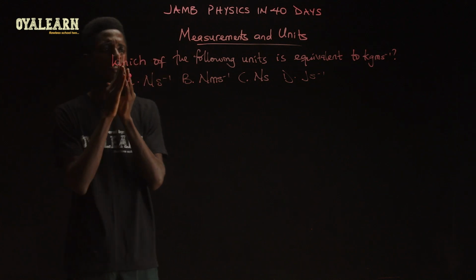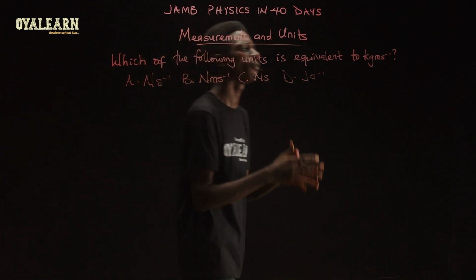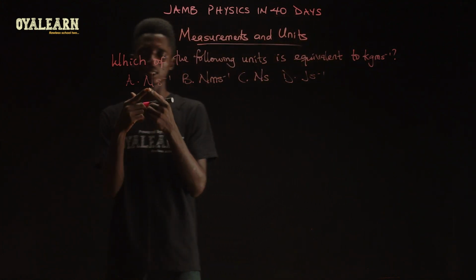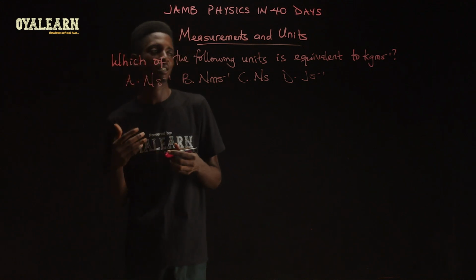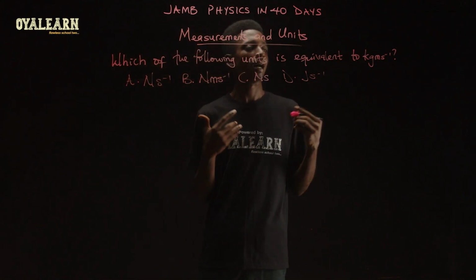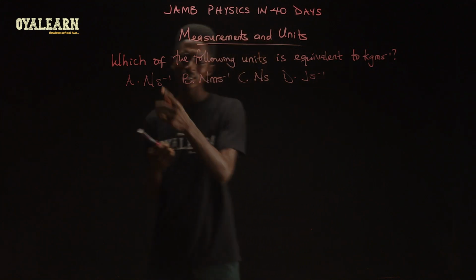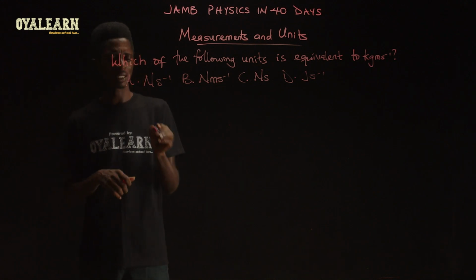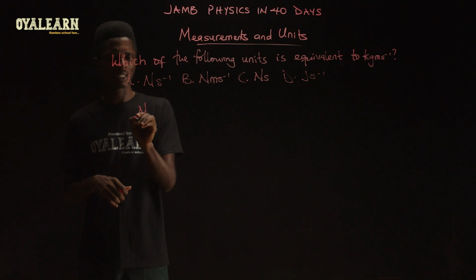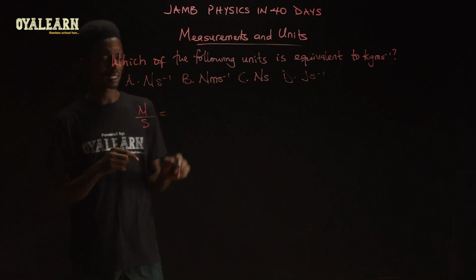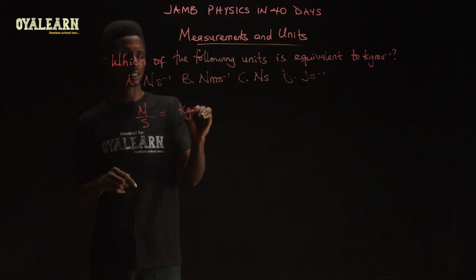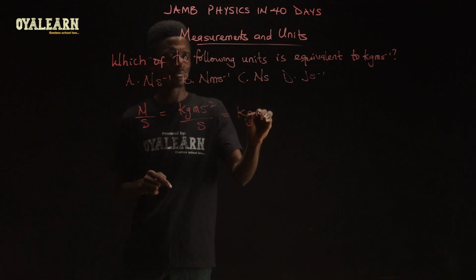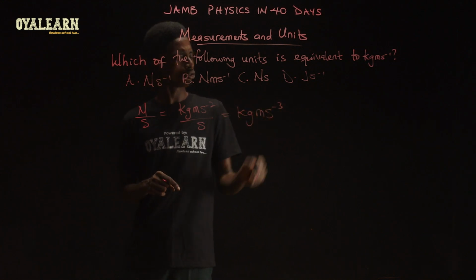Now, looking at this question, which of the following units is equivalent to kilogram meters per second? What we're supposed to do is solve this by dimensional analysis and see which one of them will give us kilogram meter per second. So let's start with the first option, where we have Newton per second. Newton per second can be written as Newton over second. And Newton is kilogram meter per second squared. So divide this by another second. This will give you kilogram meter per second cubed.